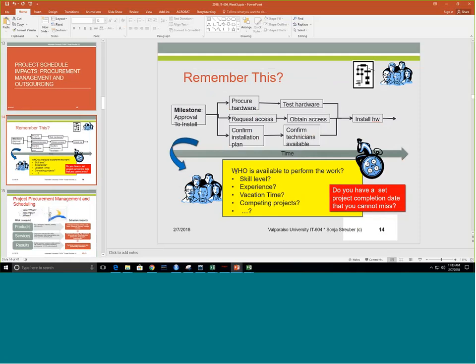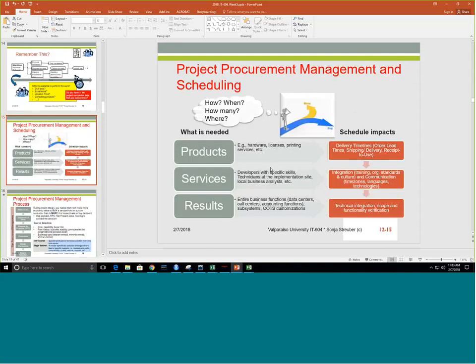So who's available to perform the work? That depends on the kinds of skill levels that we're looking for. Are we looking for a junior or a senior programmer, for example? The experience: are we looking for a person with a lot of experience in the company that we're working with, or a lot of experience in the industry that we're working with? Vacation time as well. Are these people available at all to work on our project, either in terms of being here or being available and not on vacation? Or also, do they have any other competing projects that would impact how much of their weekly time they can spend on our project? So all of these are certainly considerations.